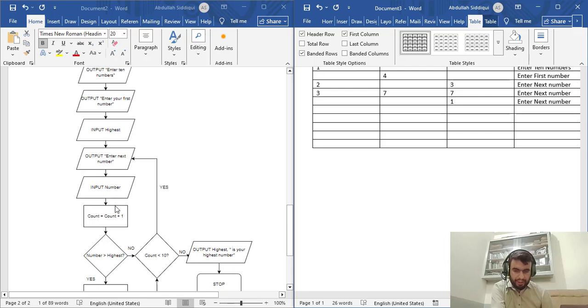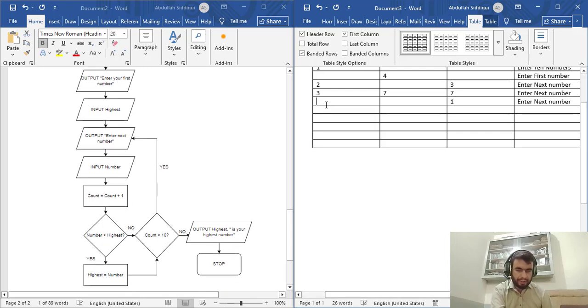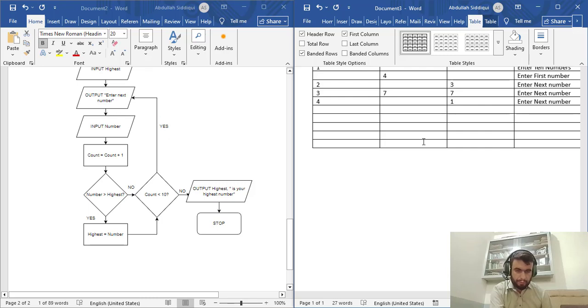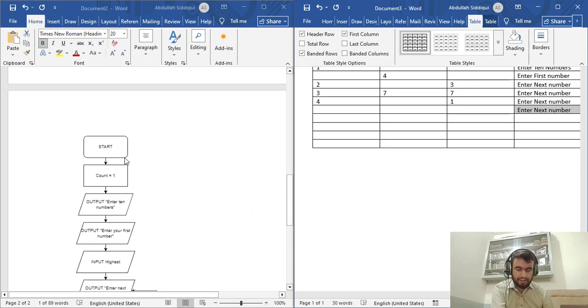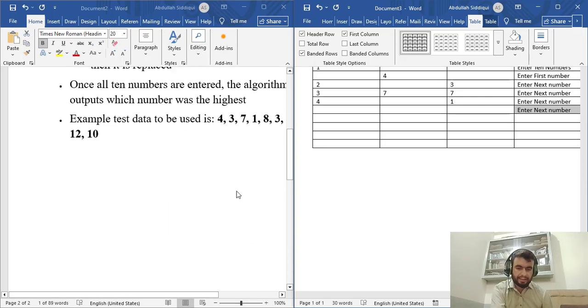Input number is 1. Now increment the count by 1, which is 4. Now, is the 1 greater than highest? No. So in case of no, we have to write enter next number. What is the next number? The next number is 8.